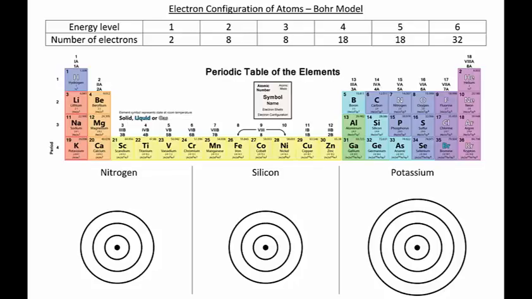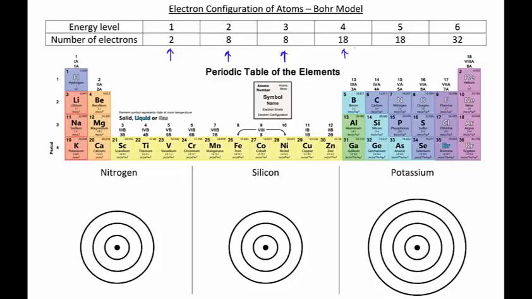Let's look at the electron configuration of atoms according to the Bohr model, which states that electrons exist in energy levels much like a set of steps. These energy levels are often referred to as orbitals because that's what the electrons are doing around the nucleus. They're orbiting. The first energy level, which is like the first step, can have 2 electrons, and you can see that in this table here. The second energy level can have 8, third 8, fourth 18, etc.